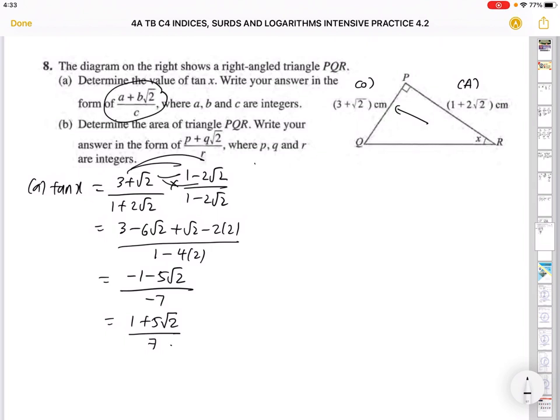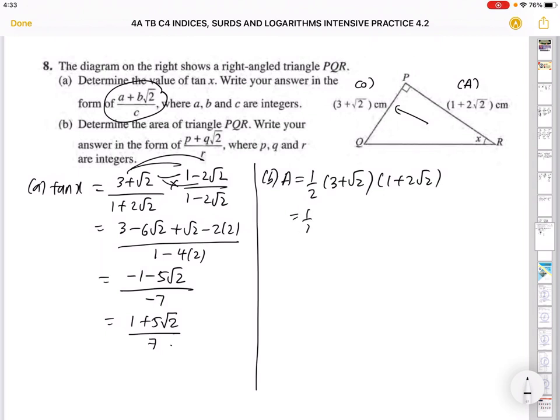Alright. Lastly, you're supposed to find the area of the triangle. Now we know for a right angle triangle, your area will be half times base (3 + √2) times height (1 + 2√2). Okay, I think I'll leave the half outside. Let us just expand 1, 2, 3, 4.